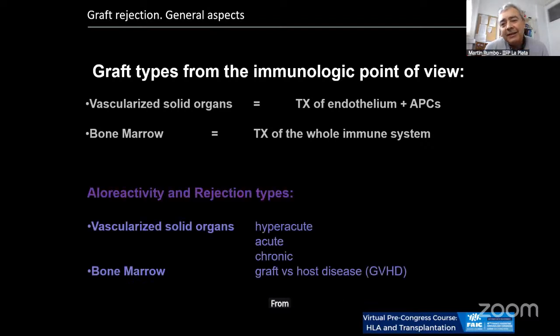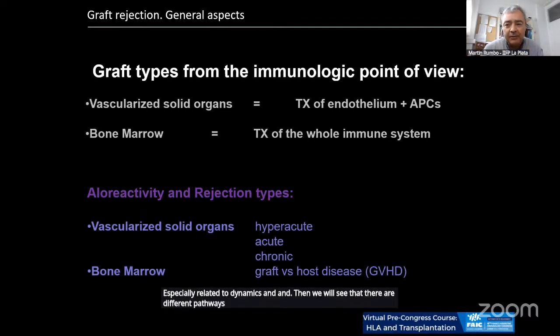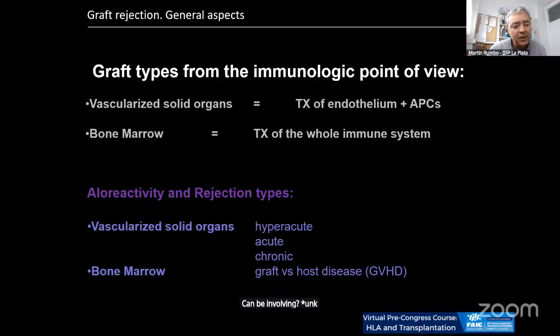From this very simplistic approach, we can characterize the rejection process in different classifications. For vascularized solid organs, we normally think of hyperacute, acute, or chronic rejection, especially related to the dynamics, and then we will see that there are different immune pathways that can be involved in each of them.